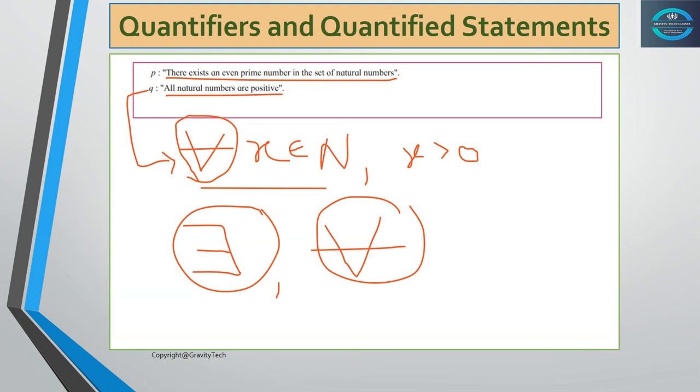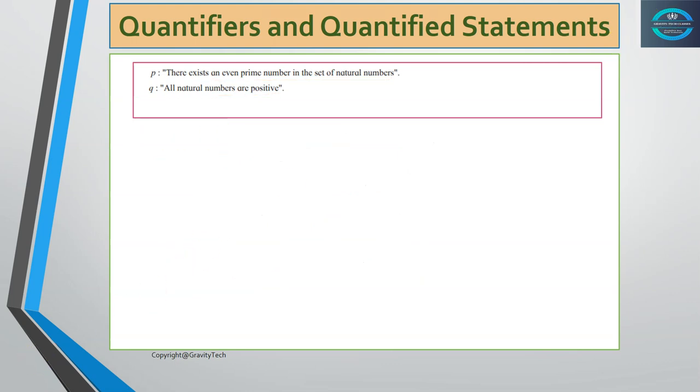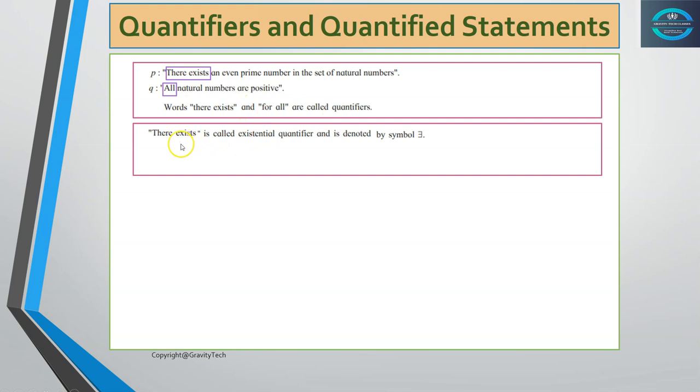Now let's see what we have in the slide. Yeah, so see, so there exists and for all, these are the quantifiers. So words there exists and for all are basically the quantifiers जो हमने अभी देखा है, right. So there exists को क्या बोला जाता है, there exists is an existential quantifier और उसको डिनोट किया जाता है उल्टे ई से, reversed e, right.